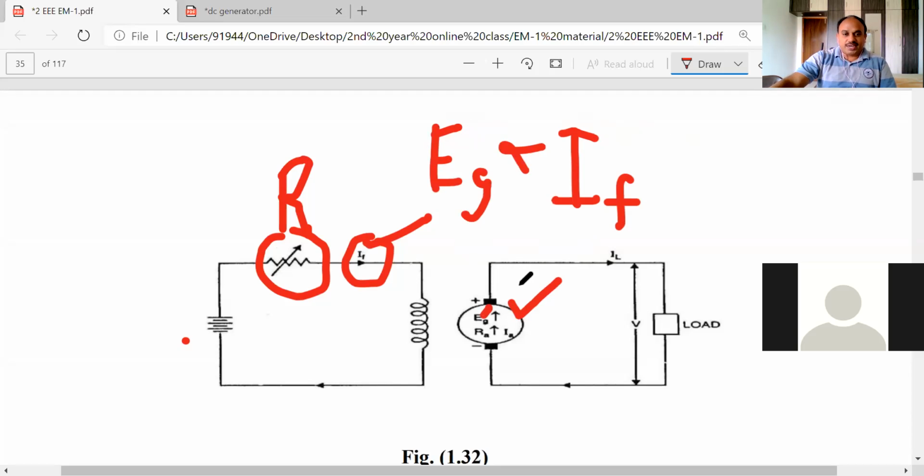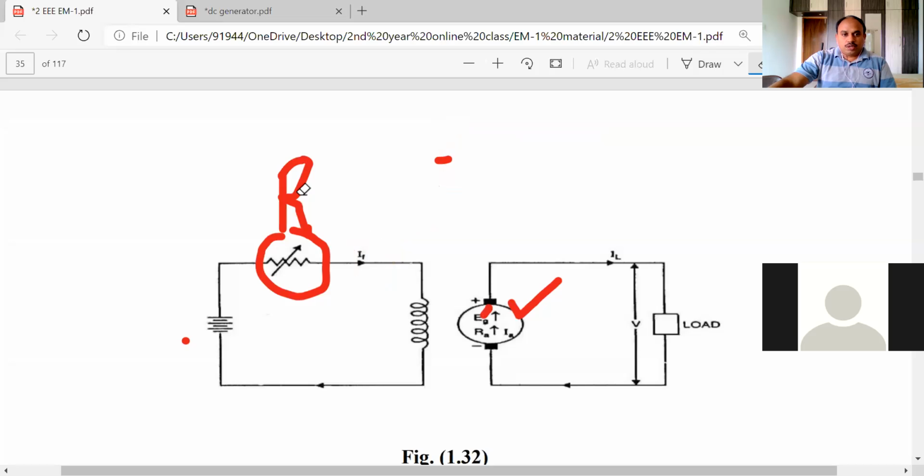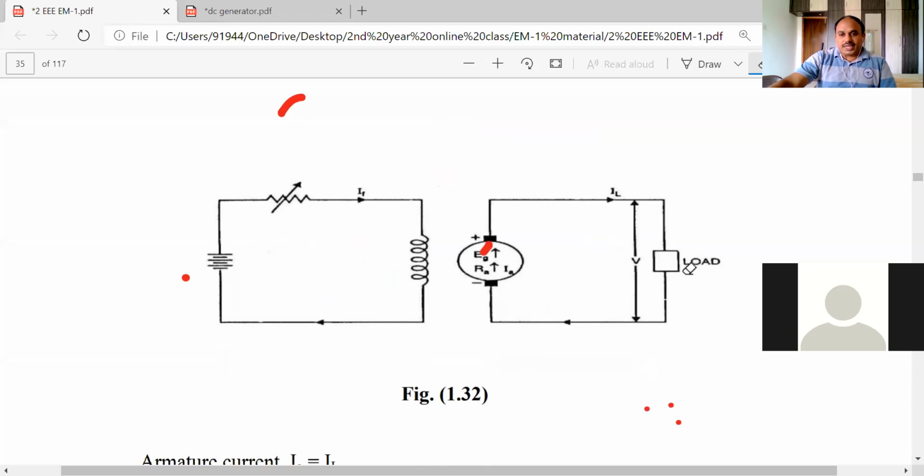So this is a separately excited generator. The field is excited from an external source. Okay, the load is connected here. This is the load, that is the electrical load. When the load value changes, the load current value changes. IL is called the load current. V is the terminal voltage of the load. L means load, I means current.